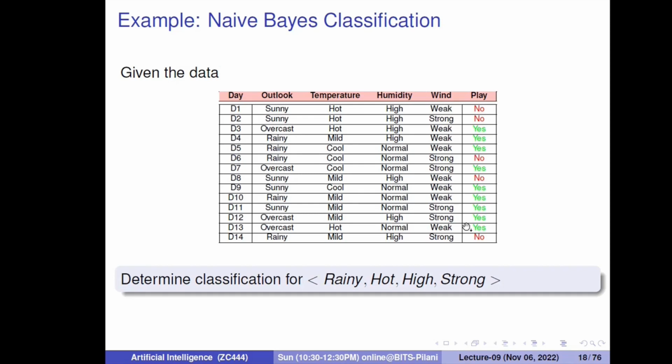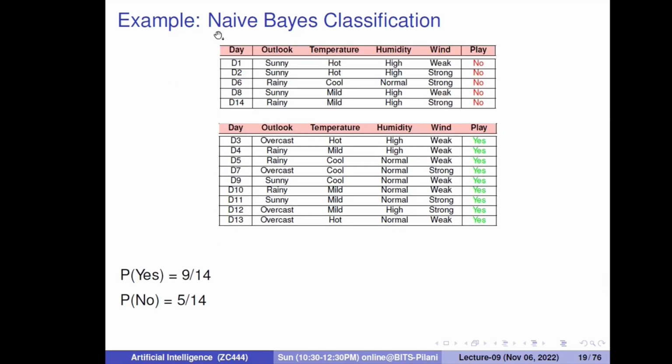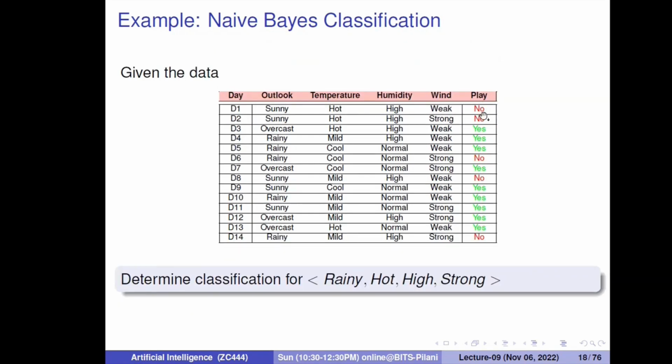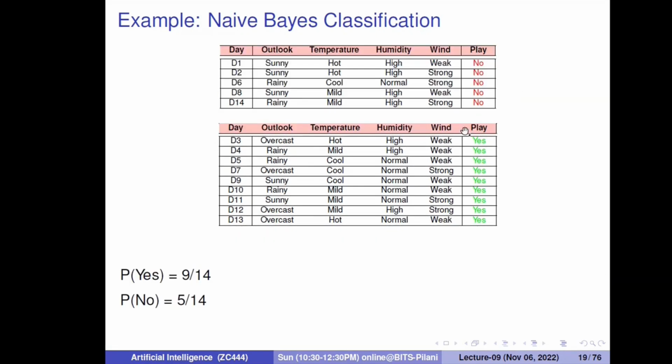How to do that? Let me apply the naive Bayes classification method. What it told us is that when you segregate with respect to the classes, the attributes are independent. That was our assumption. So we divide the data into two parts. What is the probability of no? 1, 2, 3, 4, 5, so 5 upon 14. What is the probability of yes? It is 9 by 14.